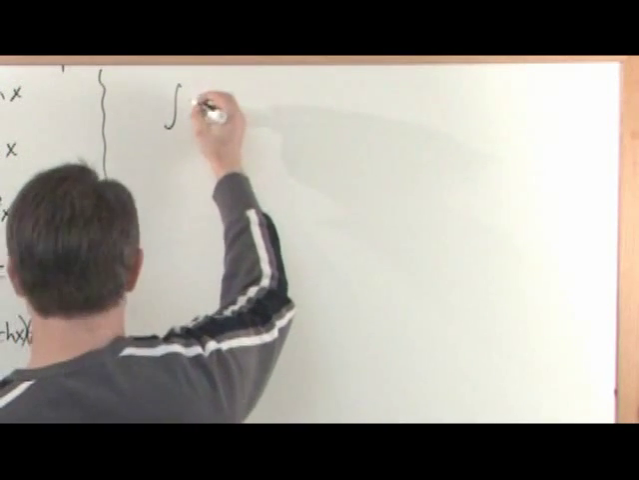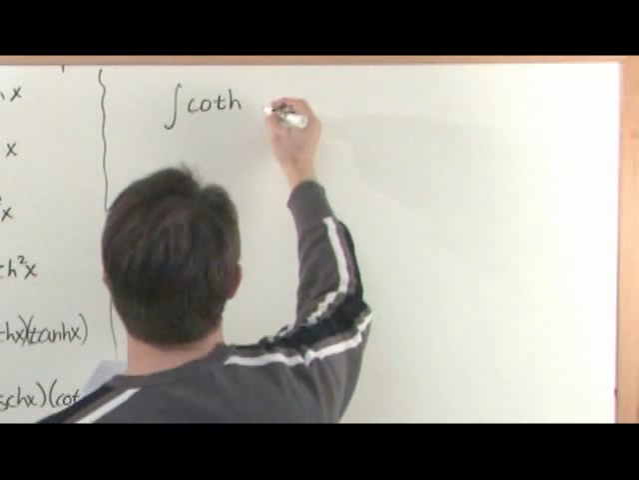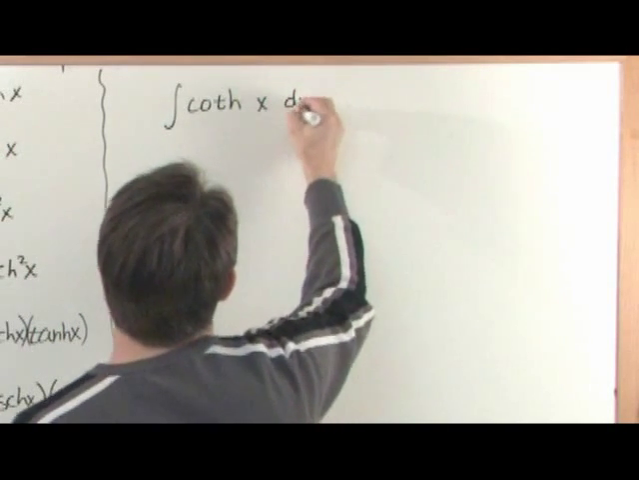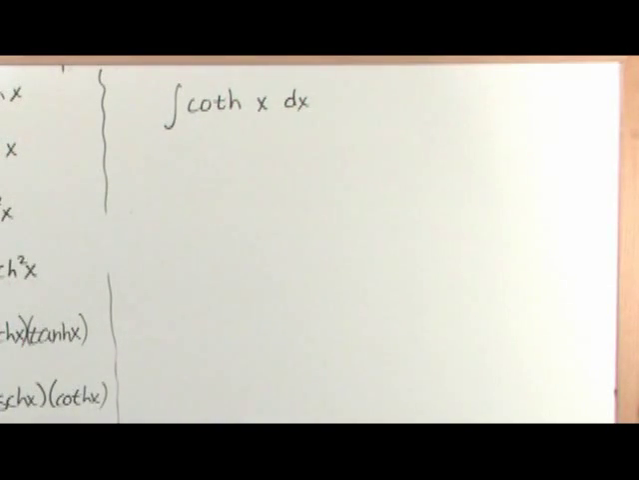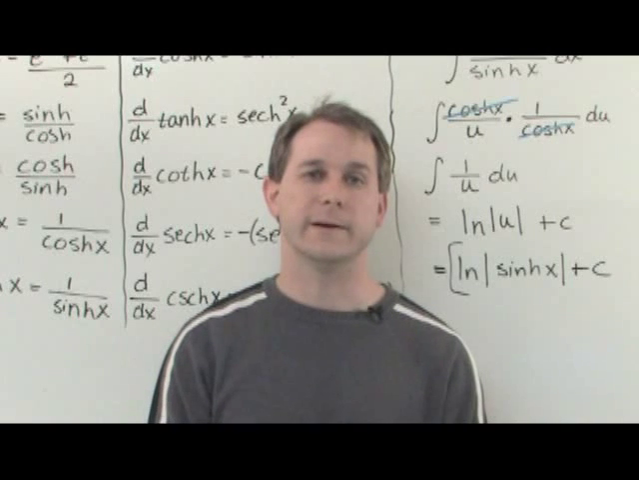Okay, so what if I wanted to do the integral of the hyperbolic cotangent of x dx? The first thing that I notice right away is I'm going to go back to the cosine, because they're so similar to their regular trigonometric functions.